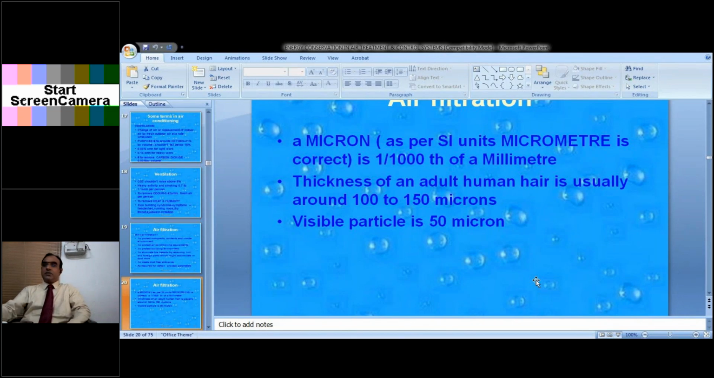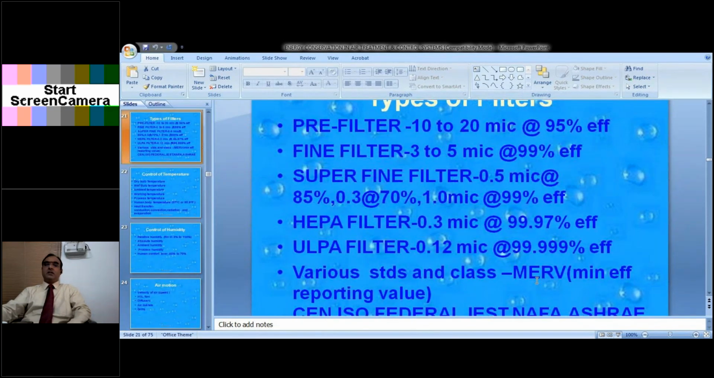So in air filtration we are talking about 1 micron, as everybody knows, 1,000th of a millimeter. Thickness of a human adult hair is 100 to 150 microns, and visible is about 50 microns. Anything smaller than that we can't see. So there are different pre-filters recommended in the air conditioning system. All these parameters I told are important to understand the air conditioning overall, where the energy goes. Pre-filter can handle up to 10 to 20 microns.